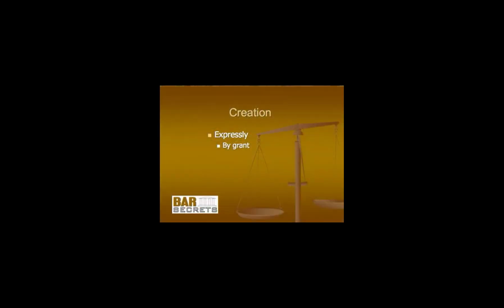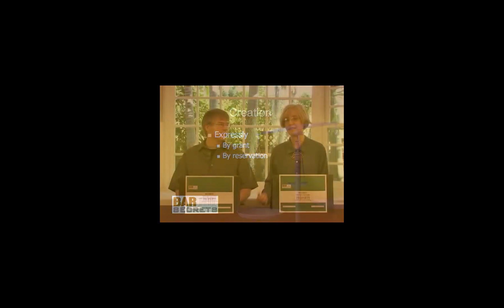How do we create an easement? There are several ways to create one. One is expressly, by grant. The grantor specifically conveys an easement. By reservation means that the grantor reserves an easement for his own benefit. So if, for instance, an owner subdivides his land and sells off one piece of it and reserves the right to use a road across the piece that he sold, he's reserved an easement for his own benefit, and that would be an express easement by reservation.